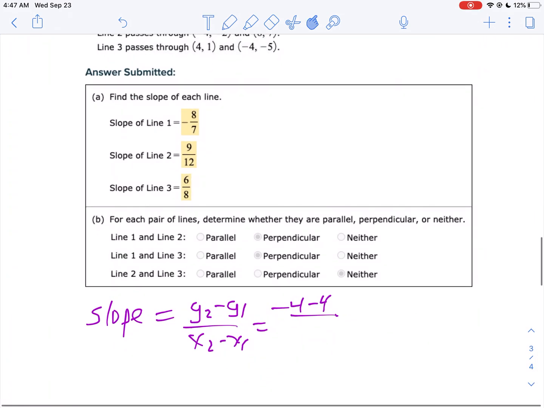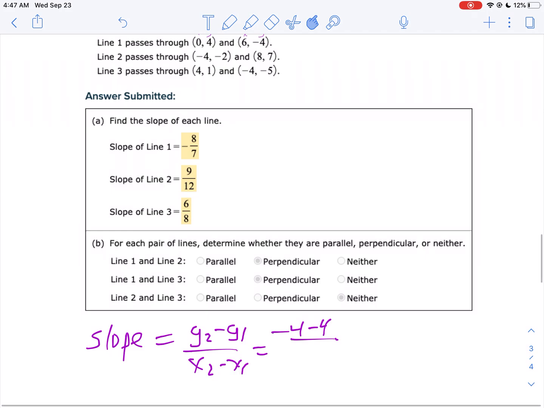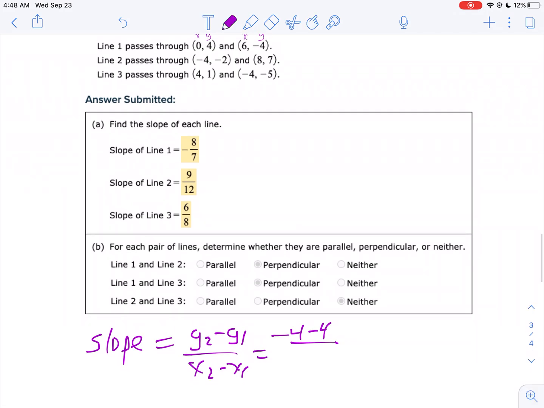6 minus 0. Well, -4 minus 4 is -8. Notice you had that one correct. Over 6 minus 0, which is 6. Then you want to reduce that. That's -4 over 3 because we can divide the numerator and the denominator by 2.